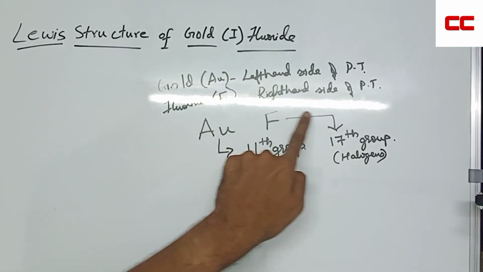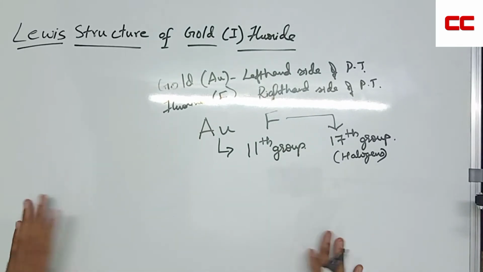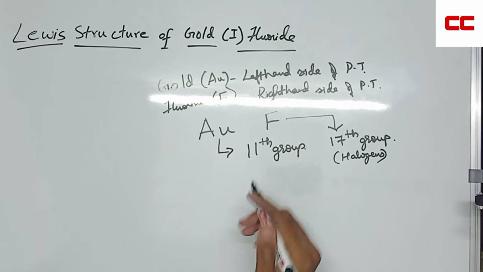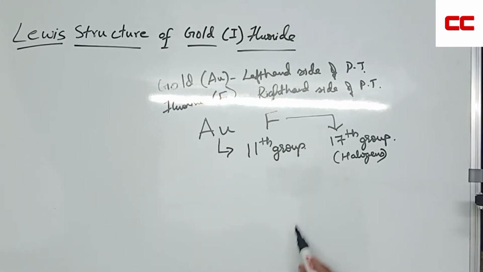See, I have written here. If you want to write notes of my video, then you can keep notes and write down what I am saying. So this gold comes from the 11th group and this fluorine comes from the 17th group.